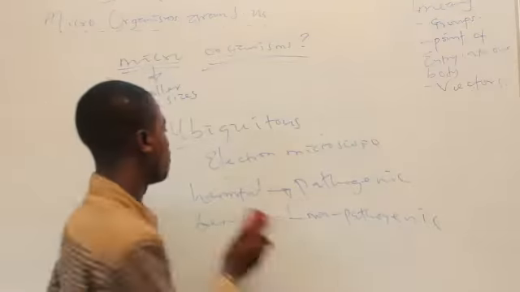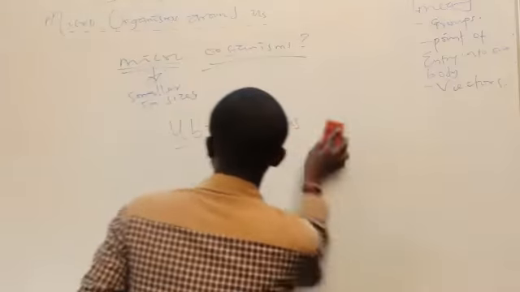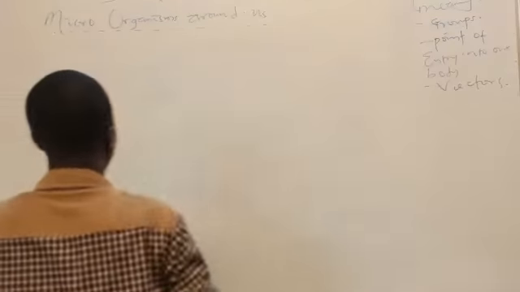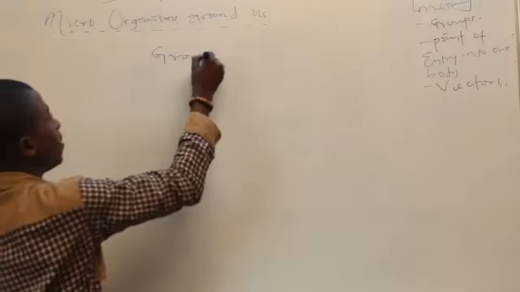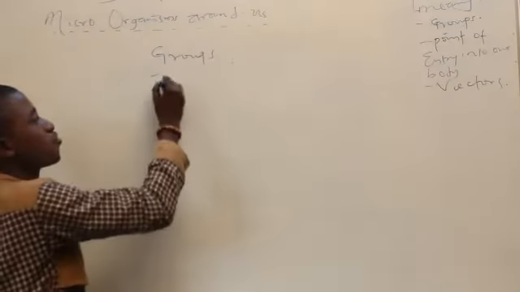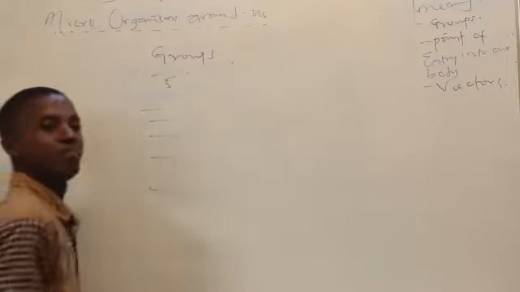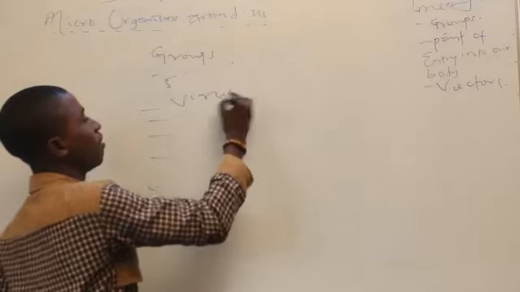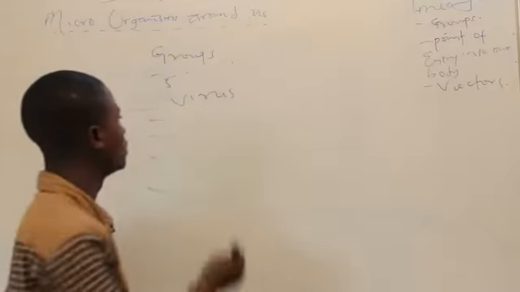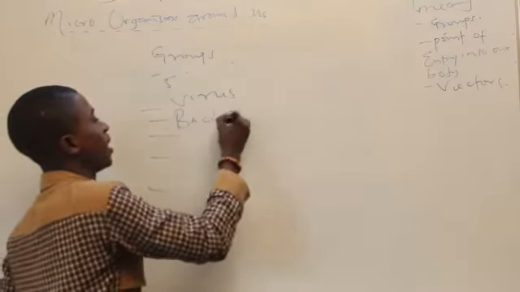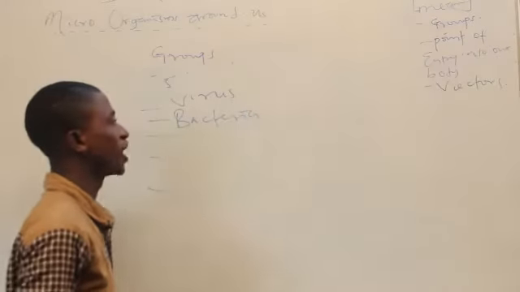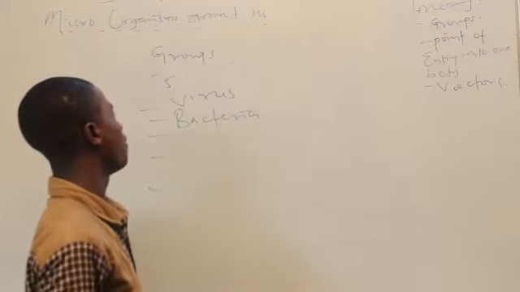Now, briefly we'll be looking at the groups of microorganisms. There are basically 5 groups of microorganisms. Number 1, we have virus. Number 2, we have bacteria. Don't forget, we have virus, we have bacteria.